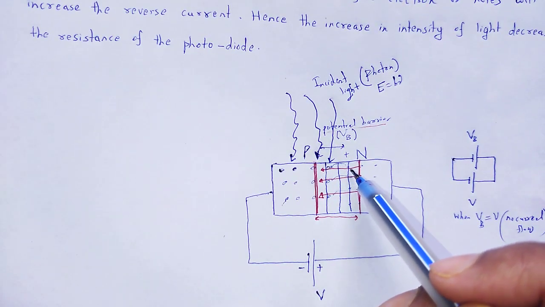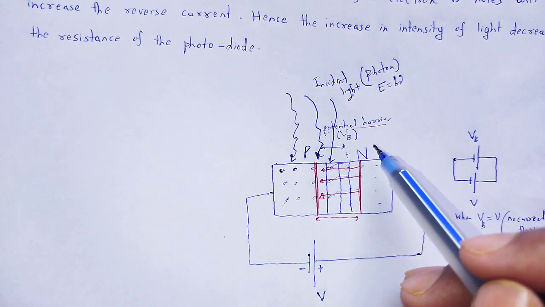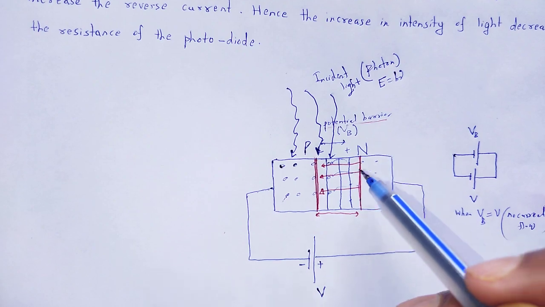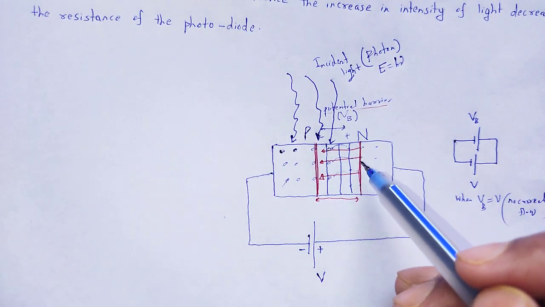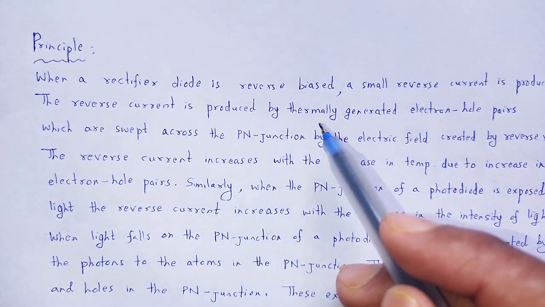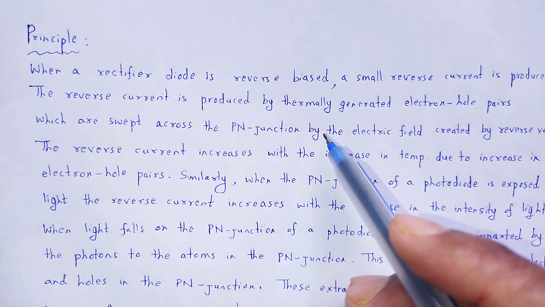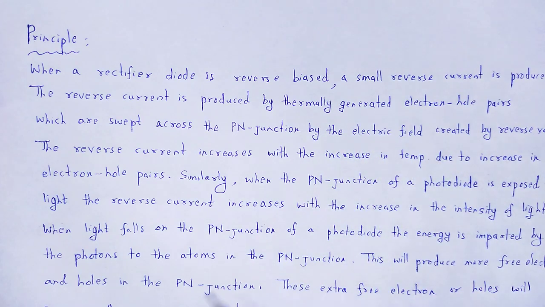The free electrons of n type combine with the holes of p type, and now a potential barrier is developed and an electric field is created from n type to p type. The reverse current is produced by thermally generated electron hole pairs which are swept across the p-n junction by the electric field created by reverse voltage.